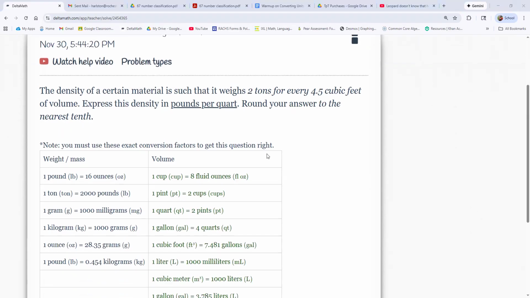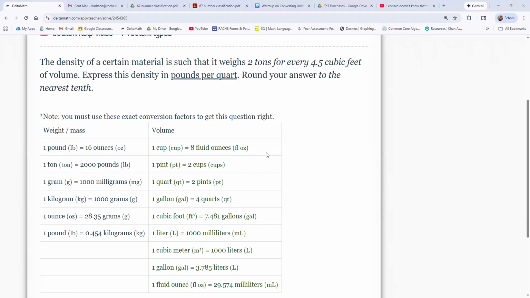I'm doing another example from the conversion of rates to other rates. These questions are a little bit more involved because you've got two conversions going on simultaneously. So I'm going to do this example and hopefully this will help. It says the density of a certain material is such that it weighs 2 tons for every 4.5 cubic feet of volume. Express this density in pounds per quart. And it says round your answer to the nearest tenth.